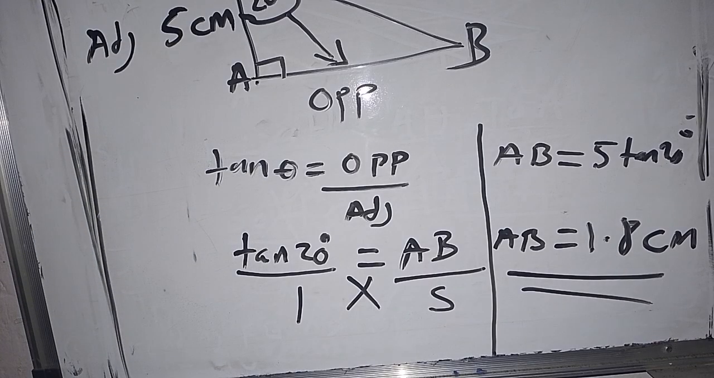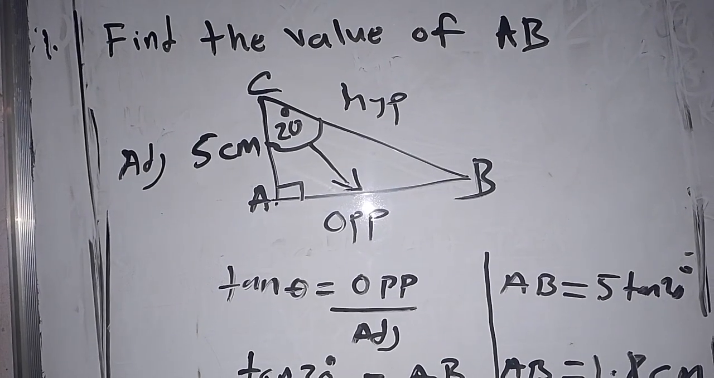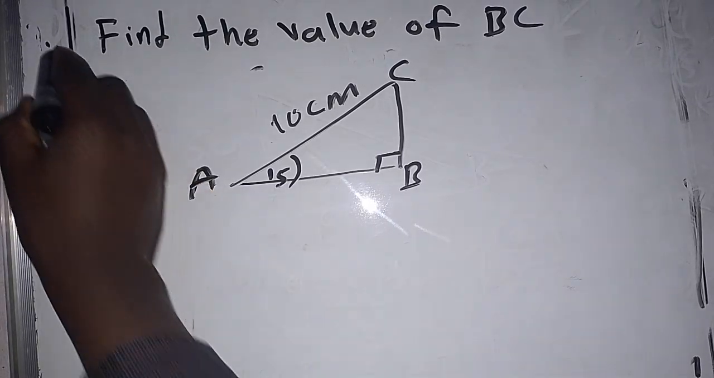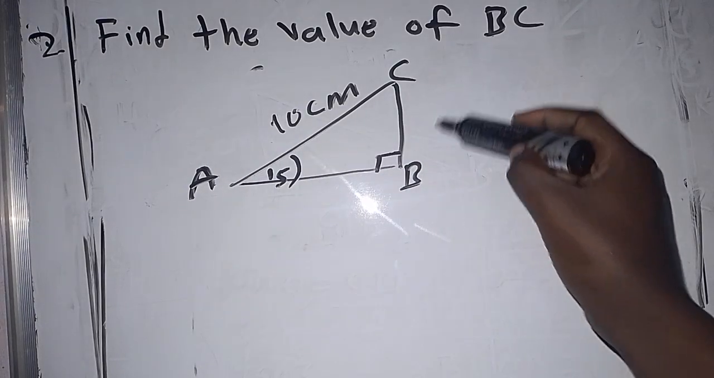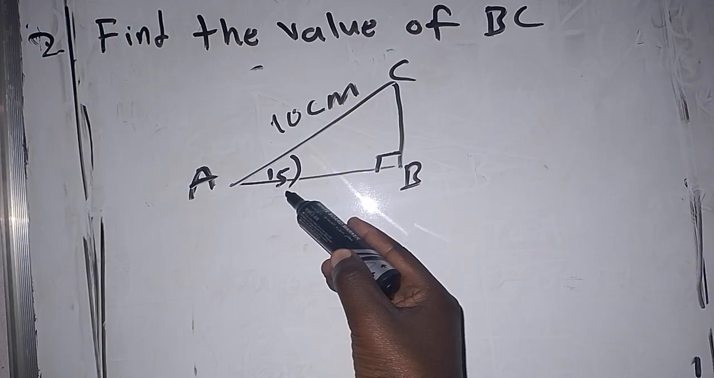Now, for the sake of interest, I'm going to look at another set of the example so that people can know how to use Sohcahtoa on the trigonometrical ratio. Okay, so we have example number 2 here. In example number 2, we find the value of BC. So this BC, then this angle is 15 degrees.